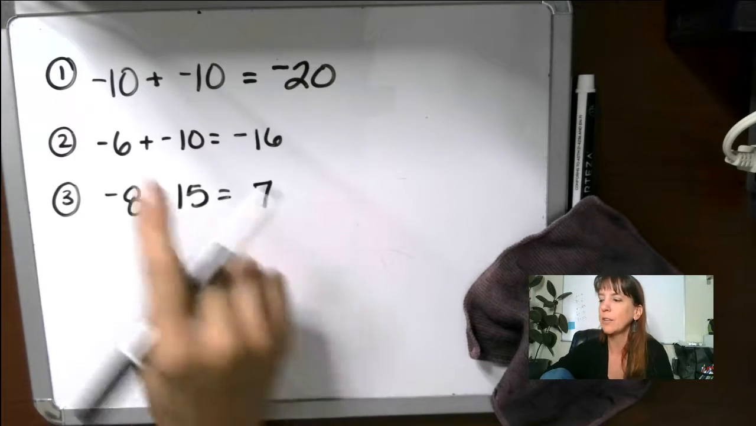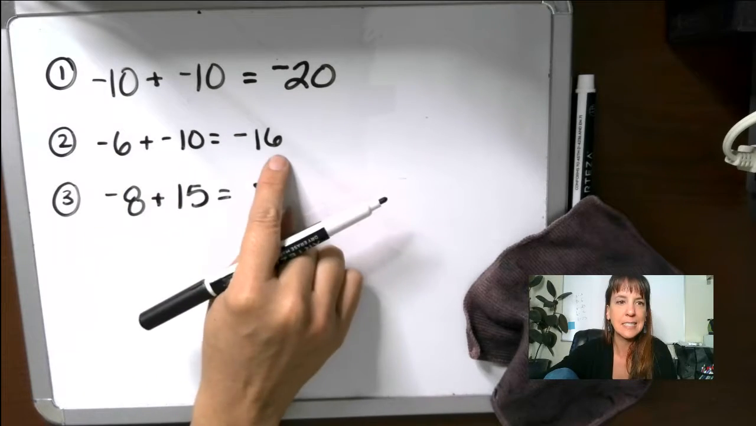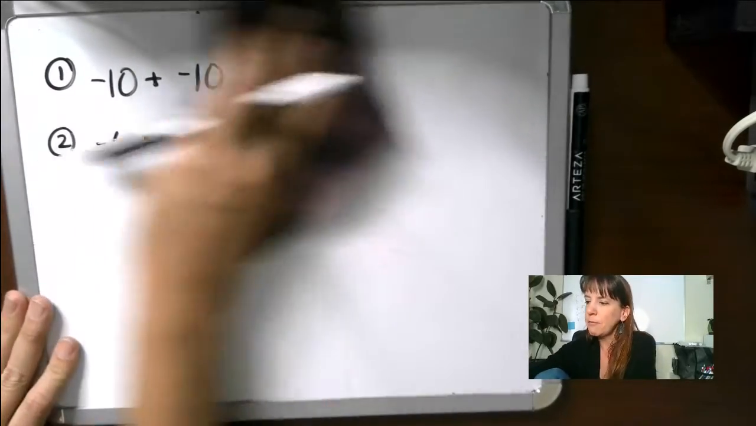And if you also look here, if they're the same team, we're basically adding, right? 10 and 10 is 20, 6 and 10 is 16. And if they're different teams, we're subtracting, okay? So let's look at 4 here.